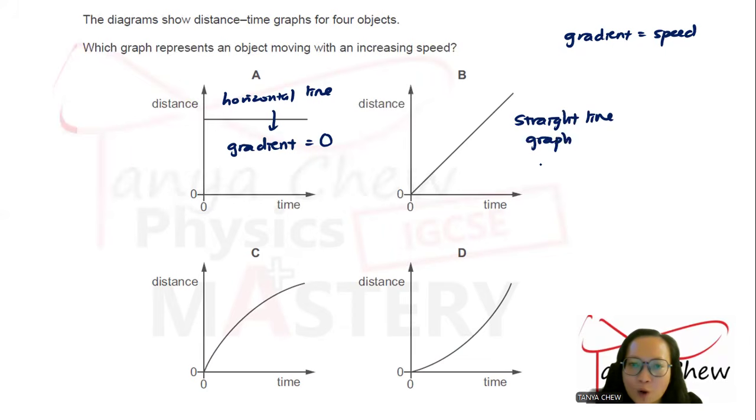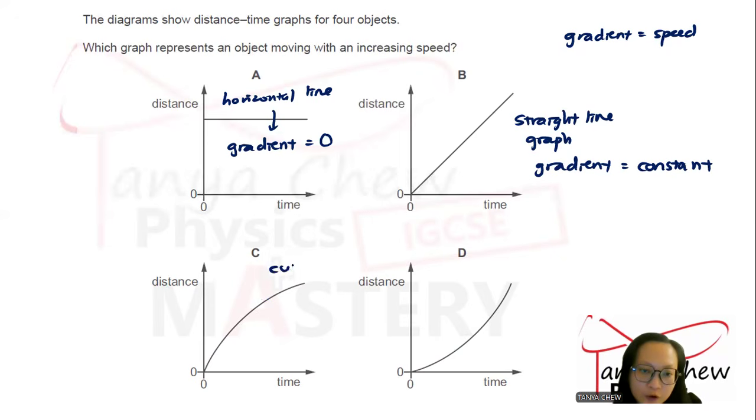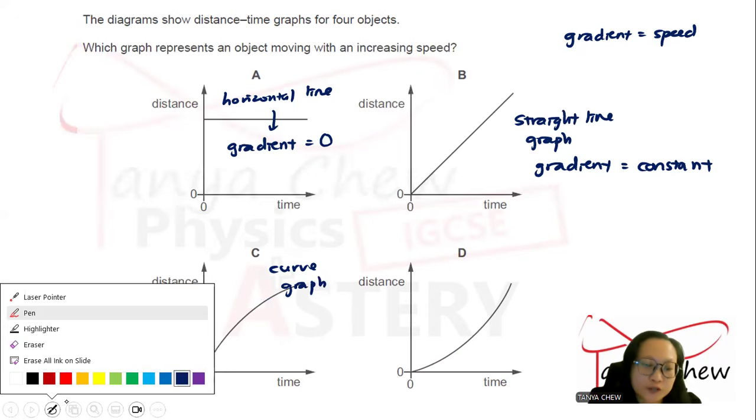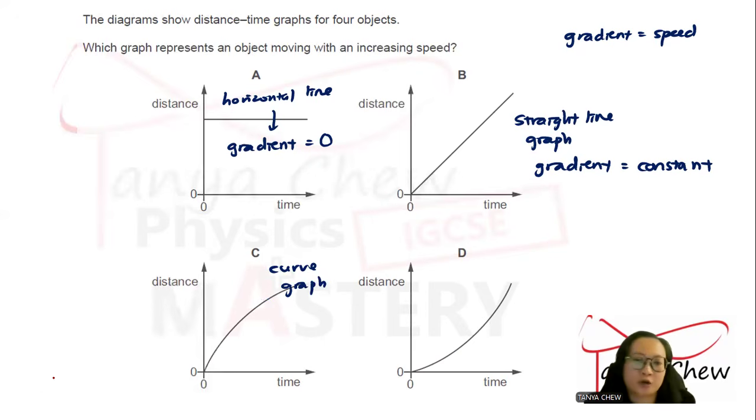A straight line graph will always give you a gradient that is constant. So for B, the object is moving at constant speed because the speed represents the gradient, right? C is called a curve graph. If you want to see whether the gradient is increasing or decreasing, you have to draw a tangent. What is a tangent? Plot points on the graph and draw a straight line that passes through that point.